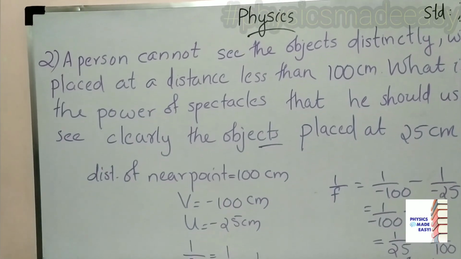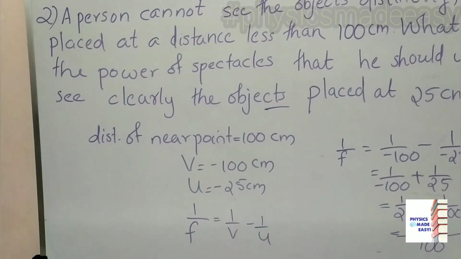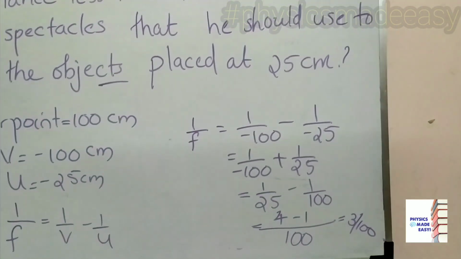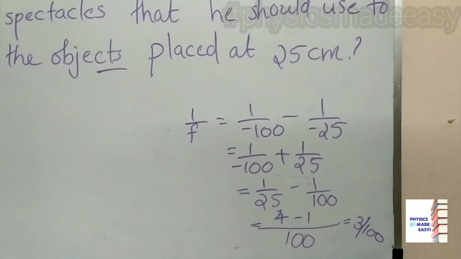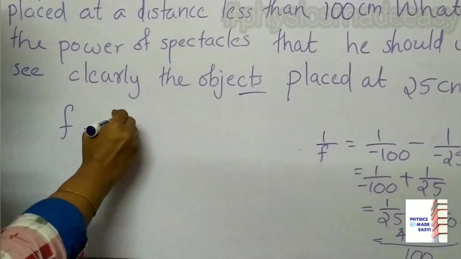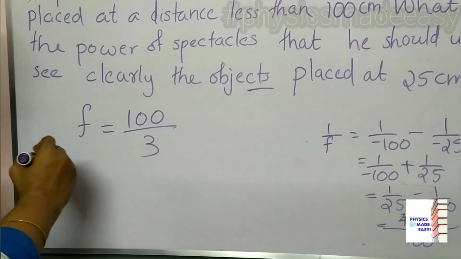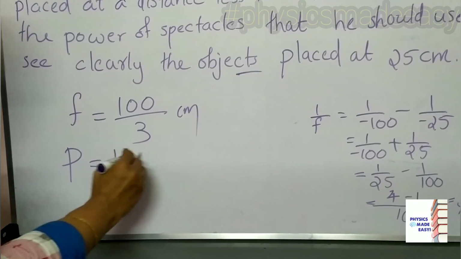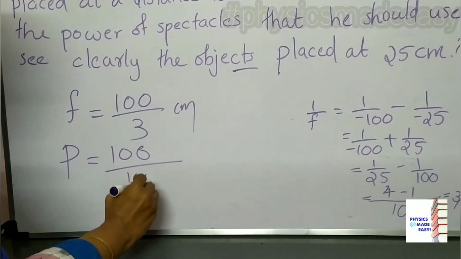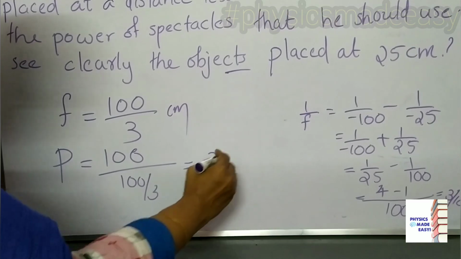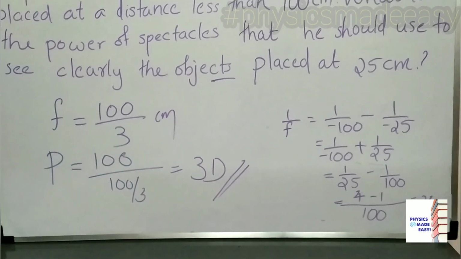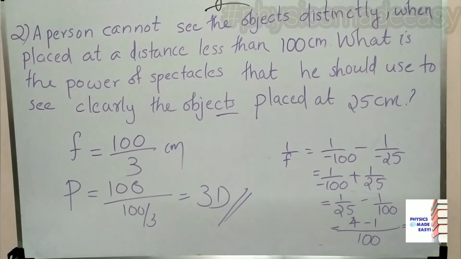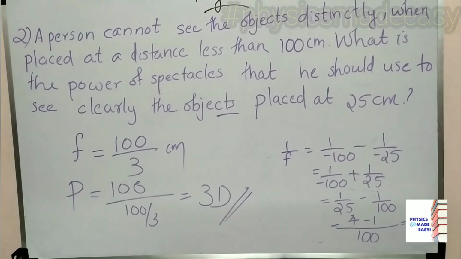Then for finding the focal length, we can use the lens formula. Then you will get 1 by f as 3 by 100. That you can write as f is equal to 100 divided by 3. This is in centimeter. Then for finding power, you can use 100 divided by f, 100 divided by 3. Then you will get this as 3 diopter. So the power of this lens is 3 diopter. What is the power of the spectacles? The answer is 3 diopter.